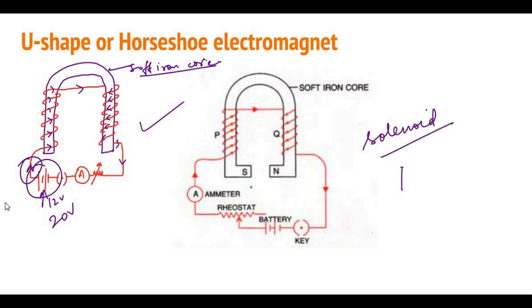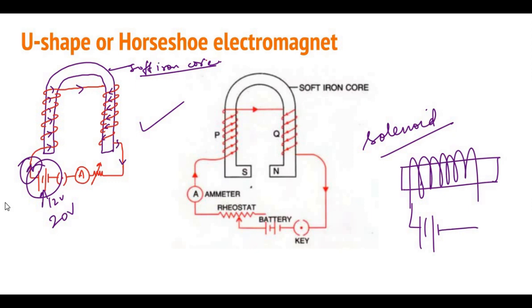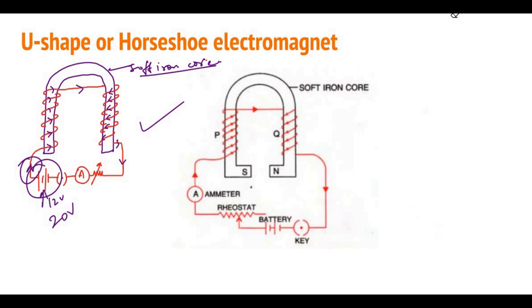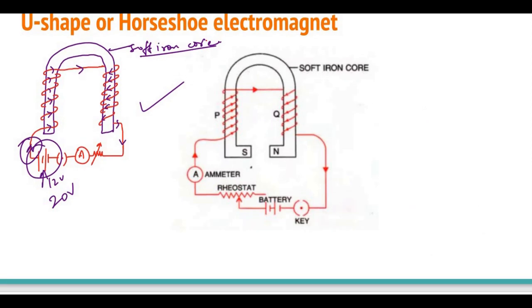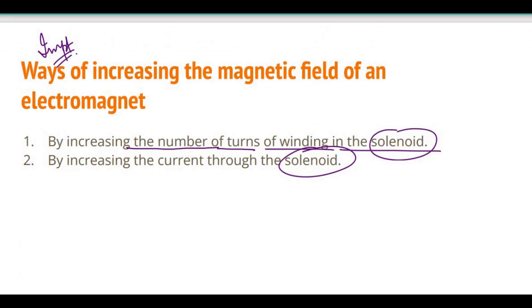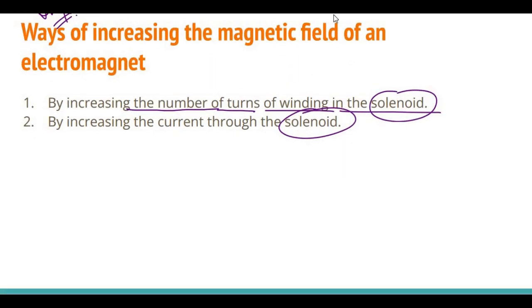Solenoid का मतलब है कि एक central core है, soft iron का core है, and you have wire wound around it. This is a solenoid. When you connect this solenoid to a battery, it becomes an electromagnet. That's it. So, hume is solenoid mein kya karna hai? Current ka magnitude ko increase karna hai, and we can also increase the number of turns of winding in the solenoid. Wahi likha hai yahan pe.